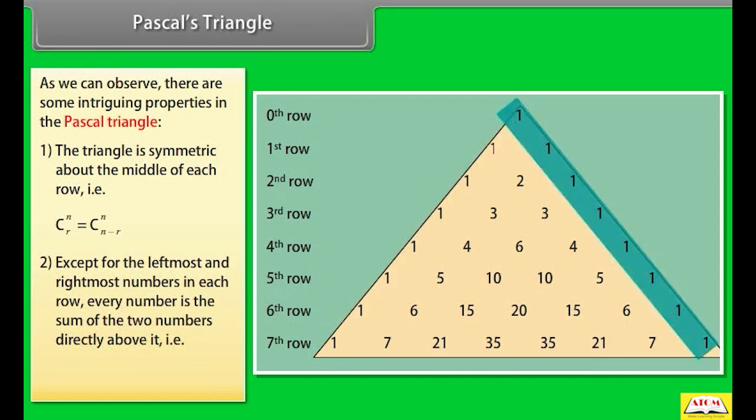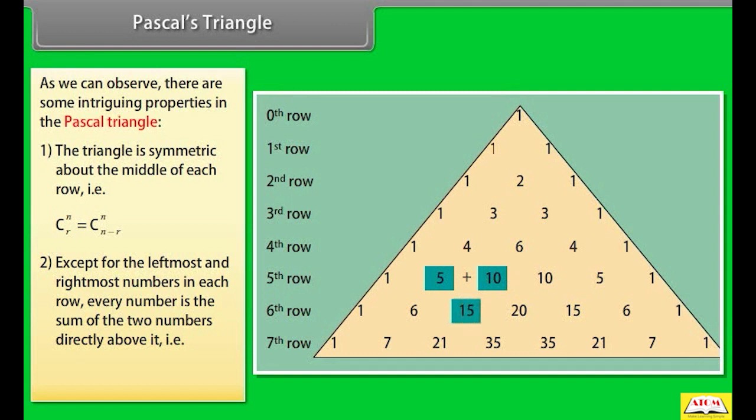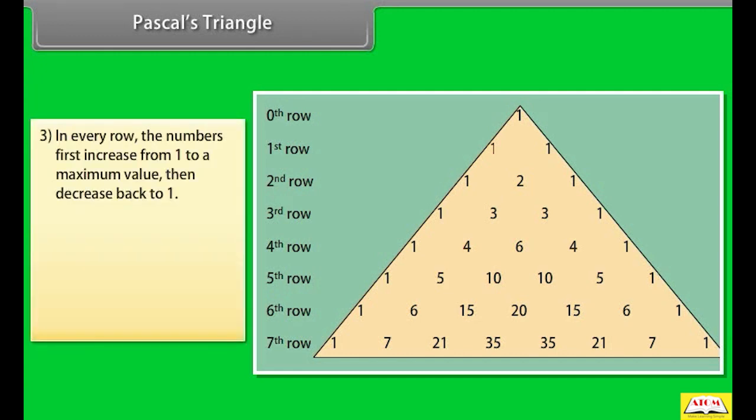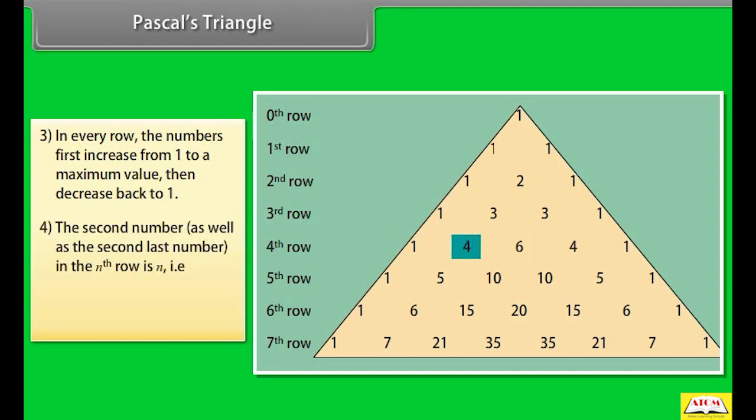Except for the leftmost and rightmost numbers in each row, every number is the sum of the two numbers directly above it. That is, nCr = (n−1)C(r−1) + (n−1)Cr. In every row, the numbers first increase from 1 to a maximum value, then decrease back to 1. The second number as well as the second last number in the nth row is n, that is, nC1 = nC(n−1) = n.